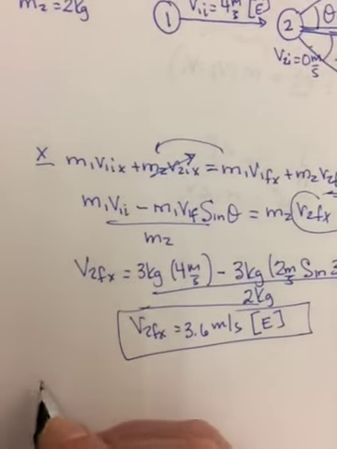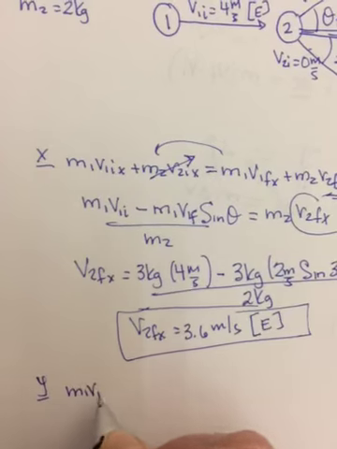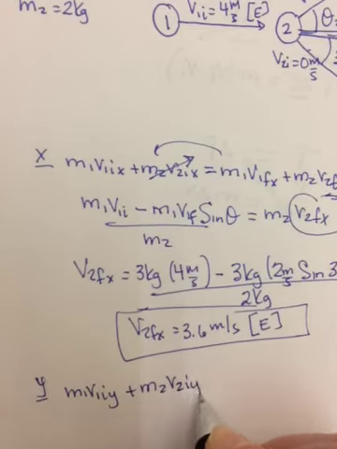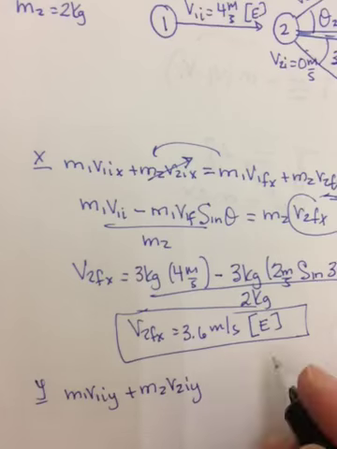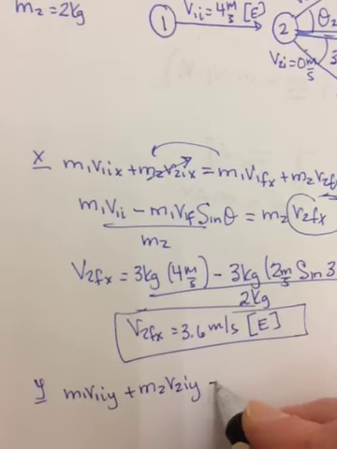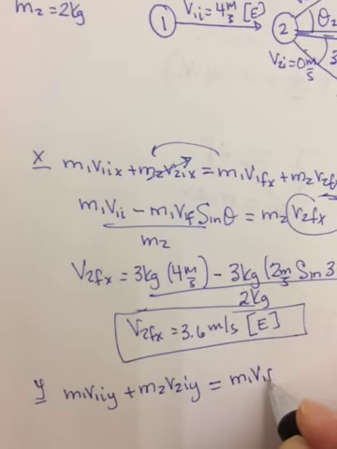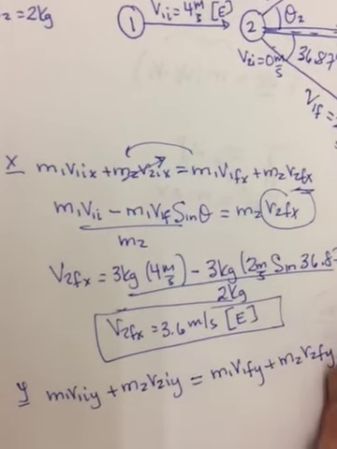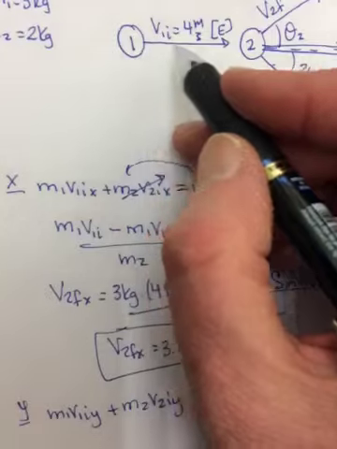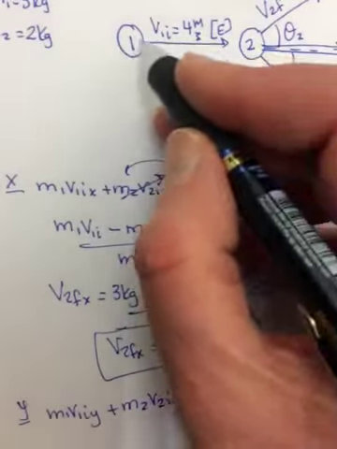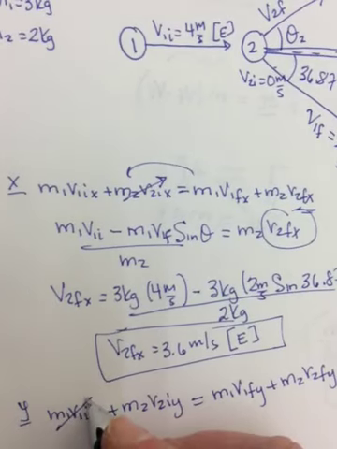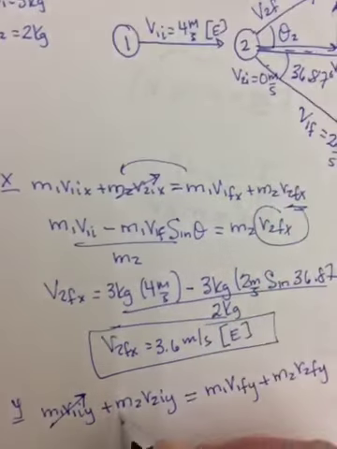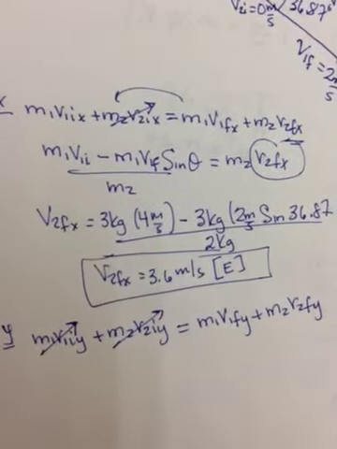All right, now you're going to do the y. So it'll be M1 V1 initial y plus M2 V2 initial y. And if you had more objects, you just add them in, M3 V3, etc. And that's going to be equal to M1 V1 final y plus M2 V2 final y. Okay, so take a look at number 1. In the y direction, it's not moving initially. It's only going in the x. So V1 initial y is 0. V2 initial y is also 0 because it's not moving at all. So this whole side goes to 0.